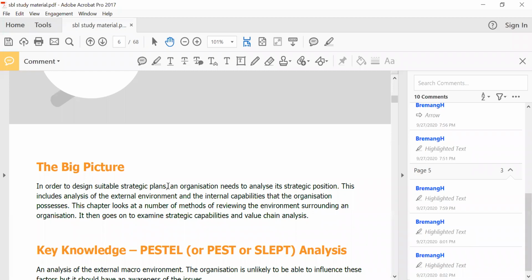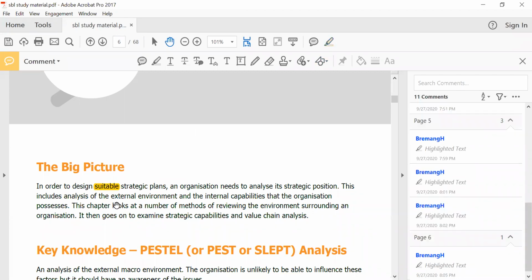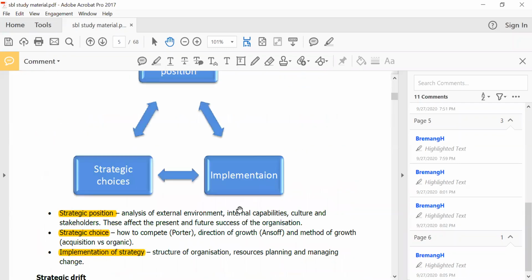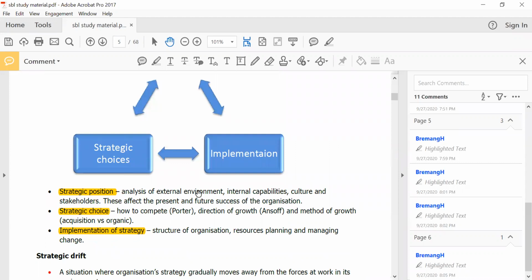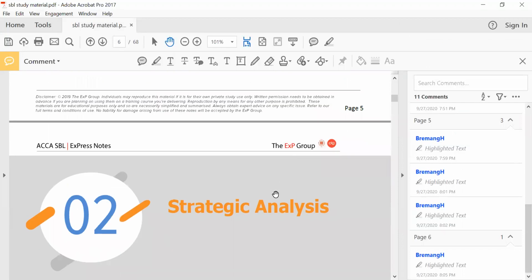Right? So we are saying that in order to design suitable, the word is suitable. We look at it later on. Suitable. Let me just highlight it in yellow. In order to design suitable strategic plans, an organization needs to analyze its strategic position. This includes analysis of the external environment. We've talked about these things earlier on. Strategic position. What do you look at in strategic position? We talk about an analysis of the external environment, internal capabilities, culture, and stakeholders. That is strategic position. But in analyzing your strategic position, we will look at analysis of the external environment, analysis of internal capabilities, and those nitty-gritties.